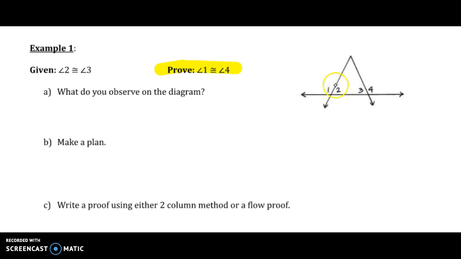So let's mark those. This and this. We want to show that. So they gave us that angle 2 and angle 3 are congruent. Again, I'm going to annotate my diagram with what I was given. And so we know this information.